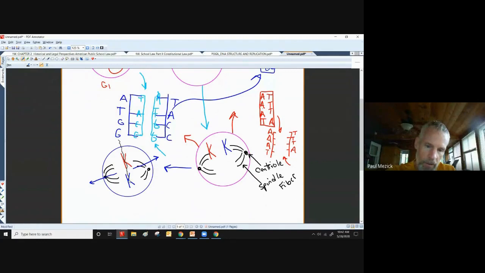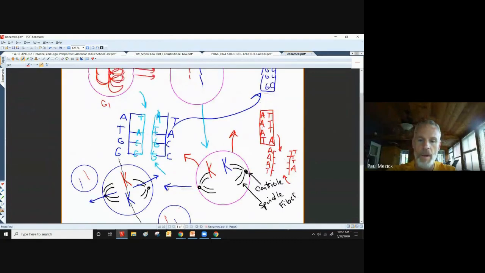right down there, and what you'll end up with is one cell that has one blue, got that blue one. This one will have the other blue, and this half of this red will be over here, and this half of this red will be over here. And now if you look, these two cells are identical to my original cell.